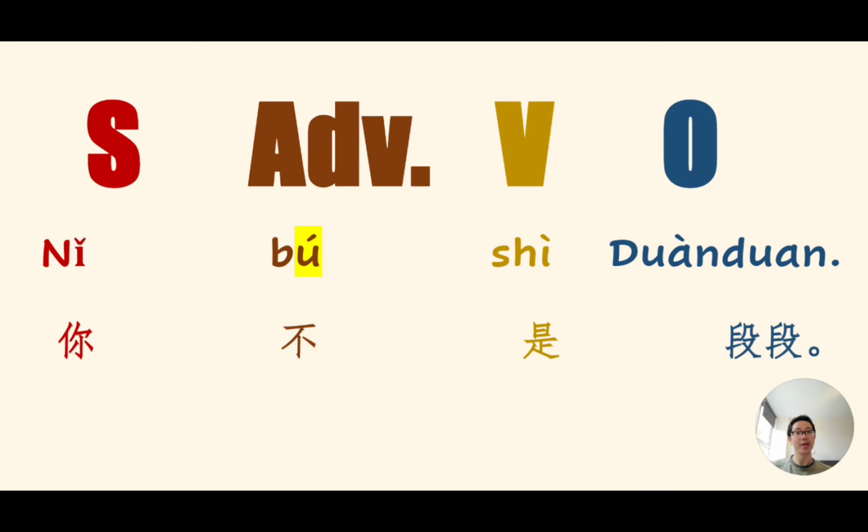There is a crucial rule in Chinese grammar. You have to put the adverb before the verb. So the English sentence, you are not Duanduan. In Chinese, we say 你不是段段. 你不是段段. Of course, you are not Duanduan. Am I right? Can you say the sentence following me? 你不是段段. Very good.